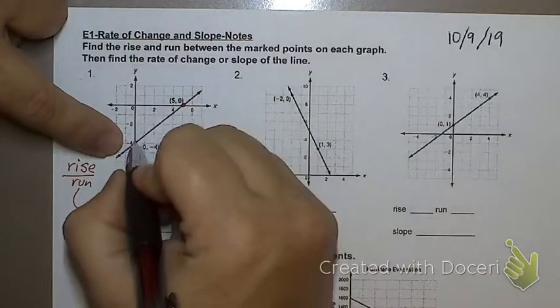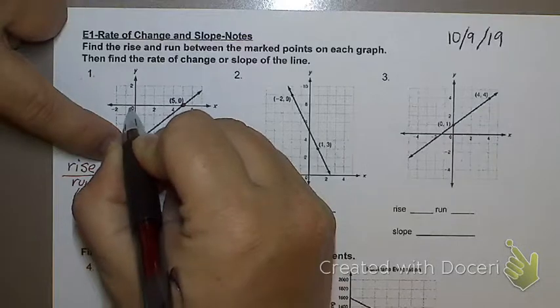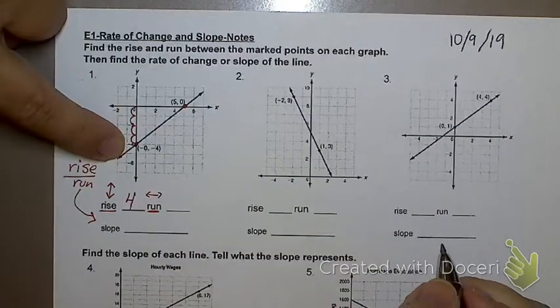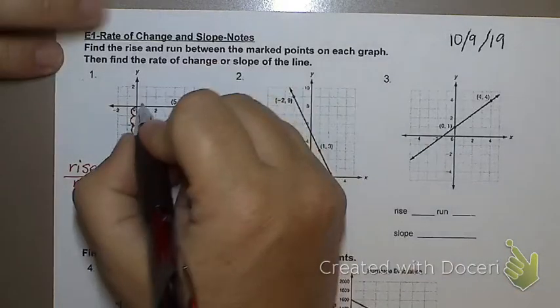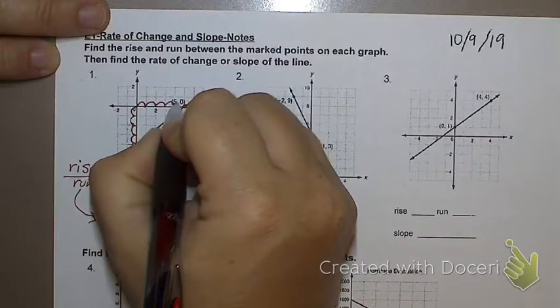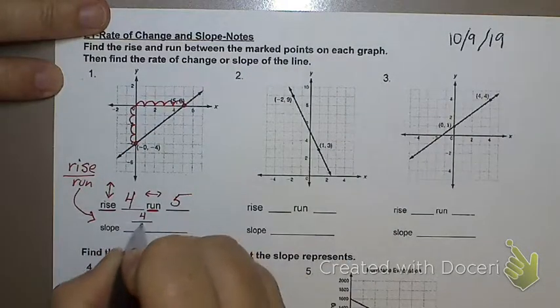So, uphill, how far up do we have to go to get to the next point? 4? That means my rise is a positive 4. Then we turn, and how far do we have to run? 5. So what's my slope? 4 over 5. Boom.